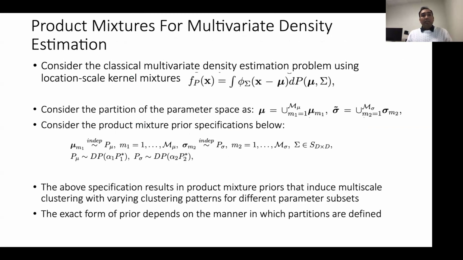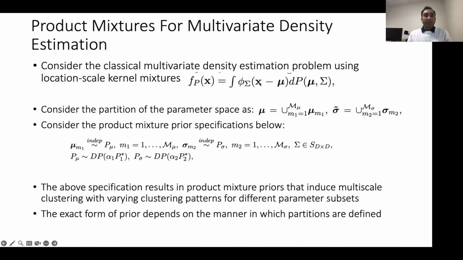Okay, so this is what a product mixture for multivariate density estimation looks like. I think most of you are familiar with this kind of kernel mixture form of the density, right? You assume some kind of a normal kernel, and then you impose some flexible probability distribution. For this talk, it will be, let's say, a Dirichlet process on mu and sigma, right? So this is the classical setup you would use for multivariate density estimation.